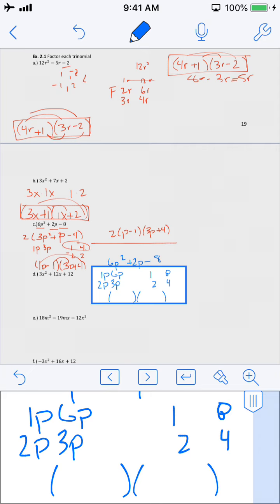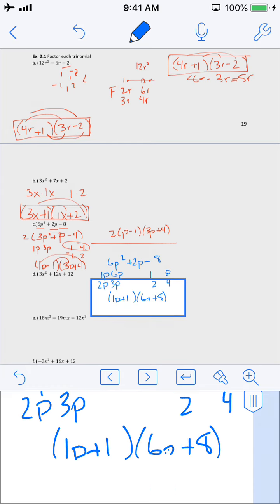6 and 8. 1p plus 1, 6p plus 8, and this is a minus 8. So one of these is actually going to be negative. To get a positive 2, it's going to have to be a positive 8. That would give me 6p squared, plus 8p, minus 6p is 2p, minus 8. So that would be my final form.